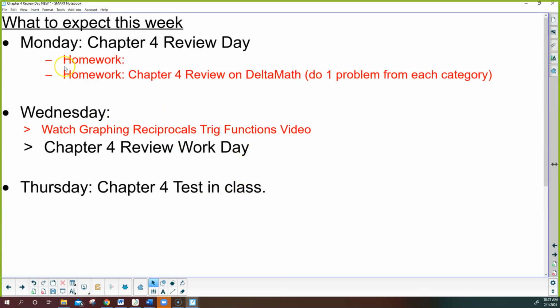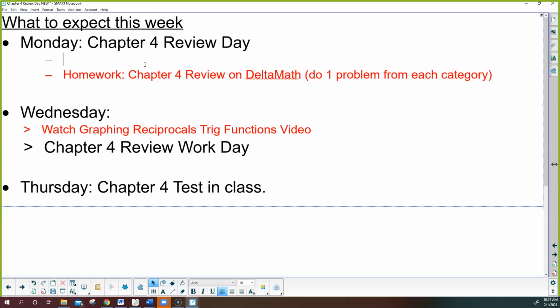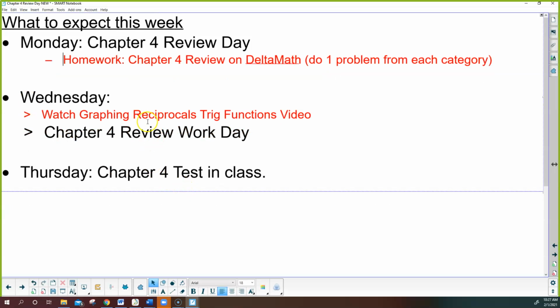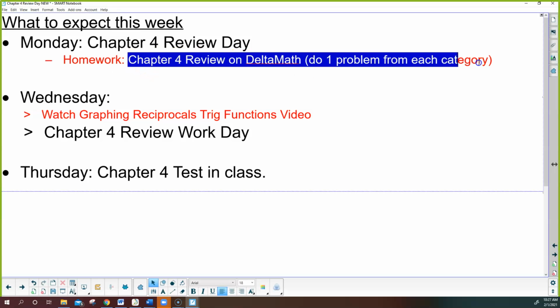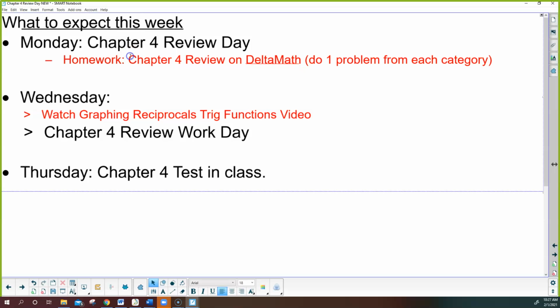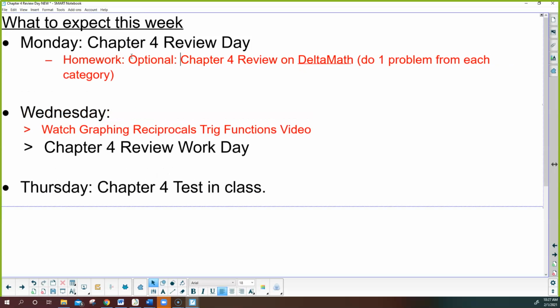So here's what we got. Tonight, you have the review. I sent you an email about that. It's in Delta Math. It's optional, but we want you to try one problem from each category because there's a good amount of problems on there. Now that is an optional assignment, but you know that if you do that work, it will help you for the test, which is this Thursday in class.